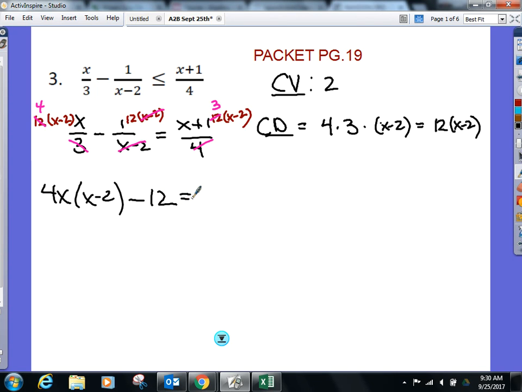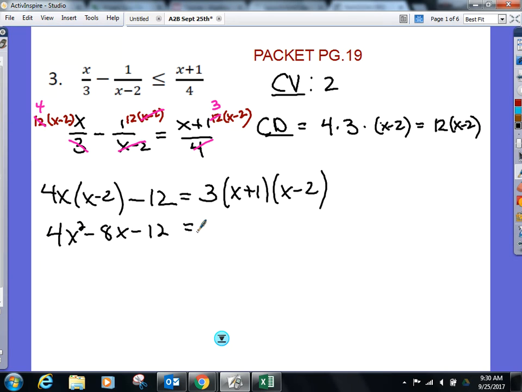And then over here, whoa, we've got a lot to worry about, don't we? I'm going to write it all out. 3, I've got that x plus 1 in the numerator and that x minus 2 that was left. How you deal with that is on your own. Okay, let's keep trucking. 4x squared minus 8x minus 12 equals, again, this does not go to both of them. It only goes to one when you distribute. It's only going to go to 1. 3x plus 3 times x minus 2.